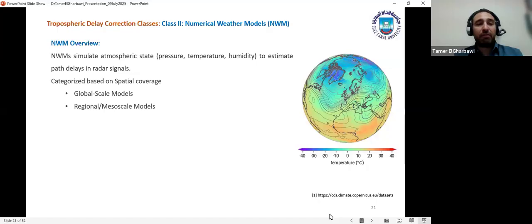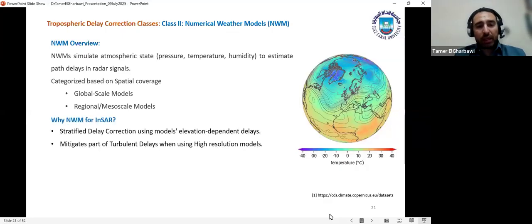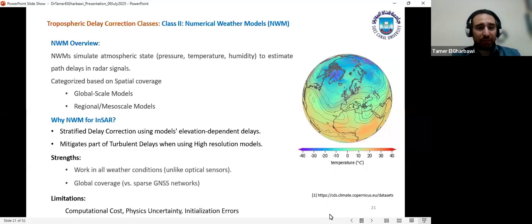As we can see here, we have two main numerical weather models, the global model and the regional or mesoscale model. The thing is, this kind of numerical weather model is actually very good at correcting the stratified delay. It can capture the stratified, or elevation-dependent, delay, but because of the very large spatial resolution, the turbulent delay cannot be corrected effectively, and there are many studies on that.